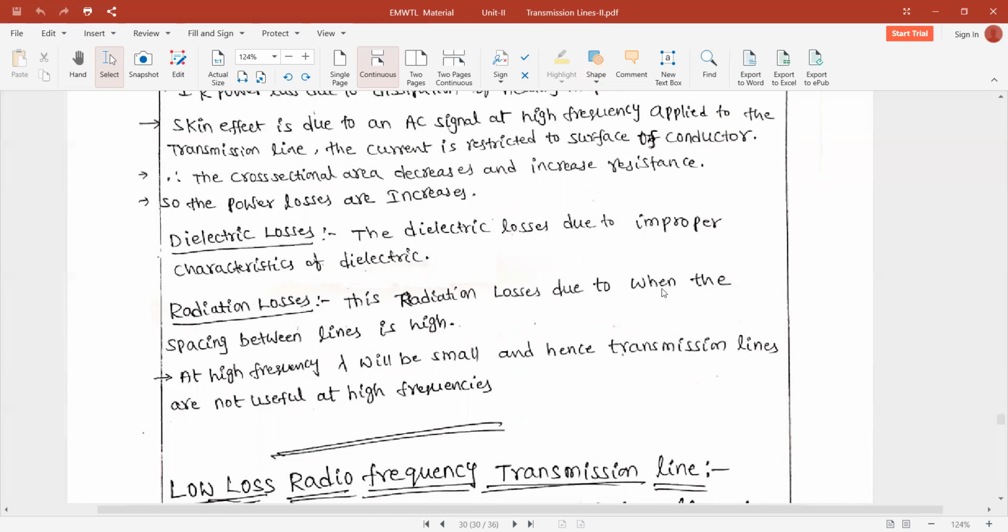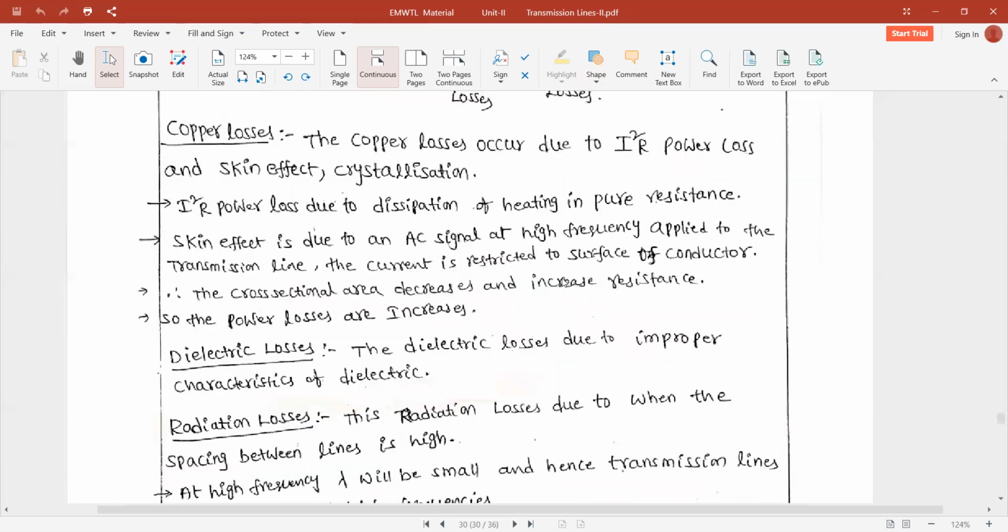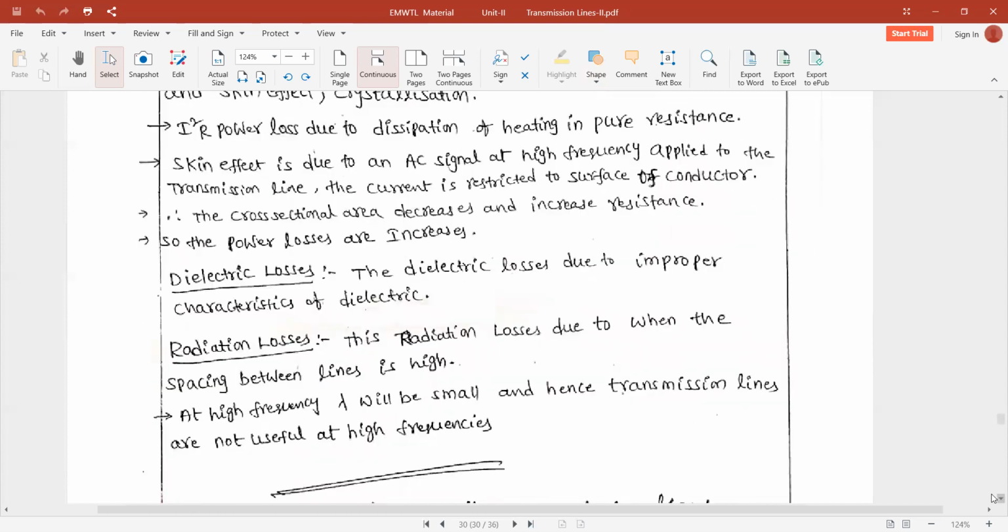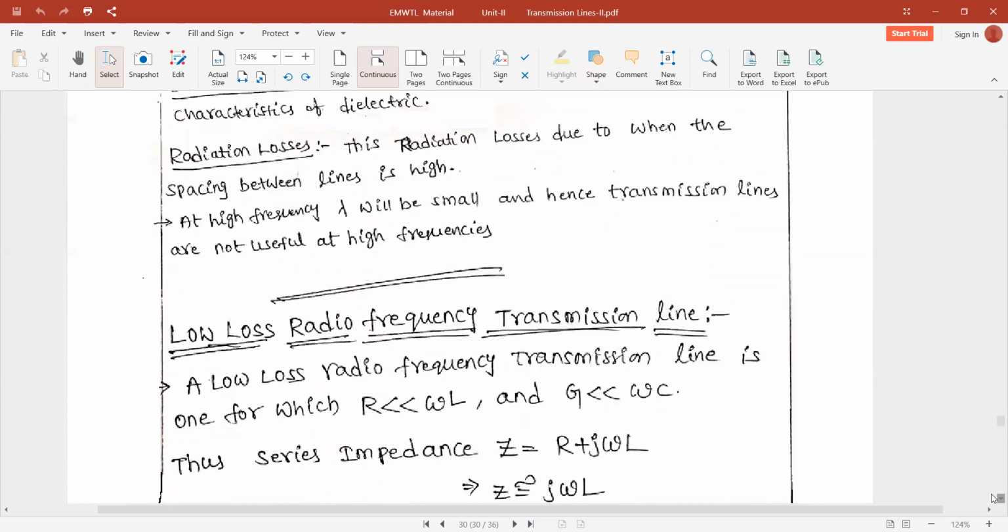These radiation losses occur when the spacing between the lines is high. At high frequencies, lambda will be small, and hence the transmission lines are not useful for high frequencies. These are the losses in the transmission lines. These 3 losses are the copper losses, dielectric losses, and the radiation losses.